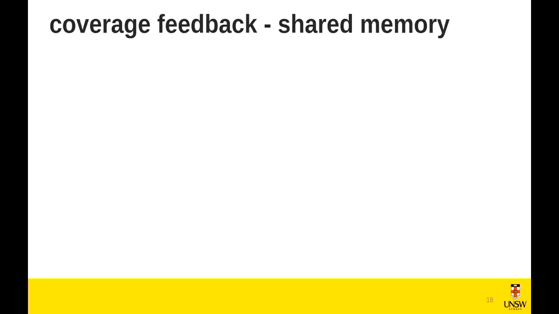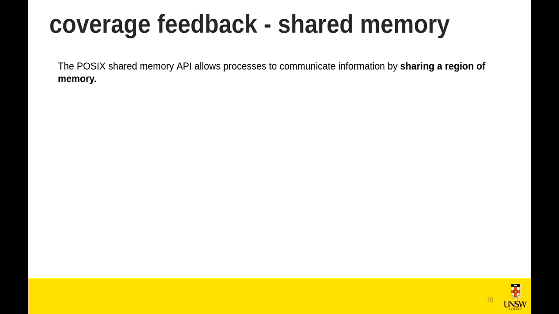And now let's learn more about how we use the instrumentations to collect coverage. Before we learn it, we need to learn how the coverage information is passed from the target to the fuzzer. The mechanism of sharing this information is called shared memory. In POSIX, shared memory APIs allow processes to communicate information by sharing a region of memory. So this is more straightforward. Those two processes could access the same region of memory.